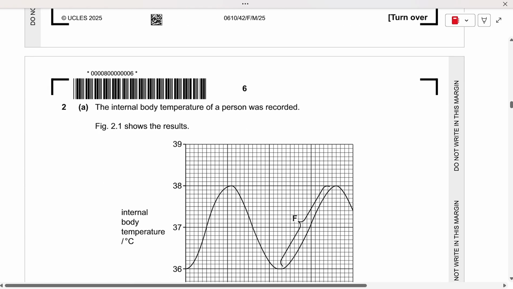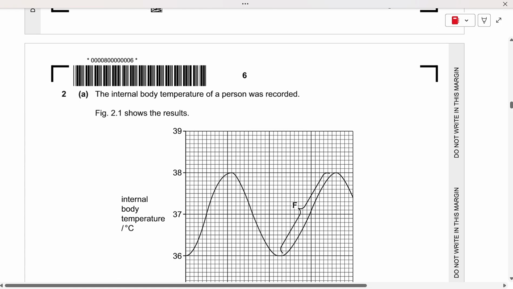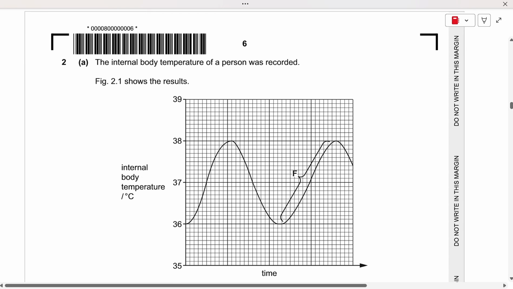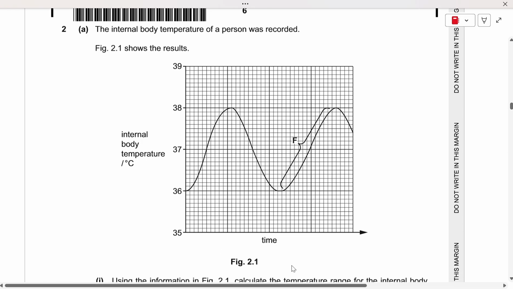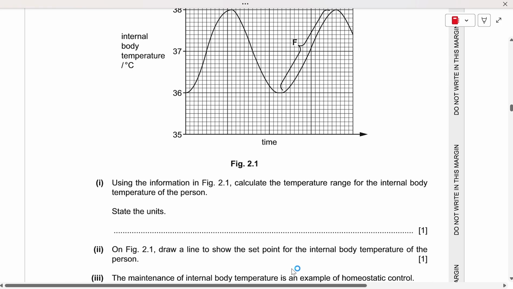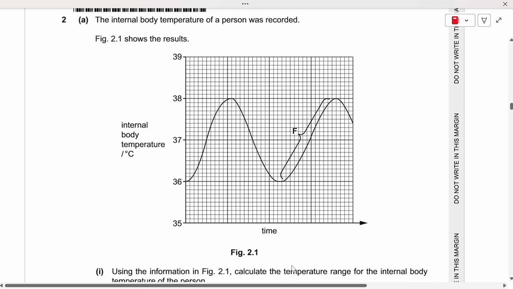It says here, the internal body temperature of a person was recorded. Figure 2.1 shows the results. So here we have the graph to show how the temperature was recorded. As we can see, the internal body temperature is ranging from 36 to 38 with time. Using the information in 2.1, calculate the temperature range for the internal body temperature of the person. State the unit, so it is in degrees centigrade.